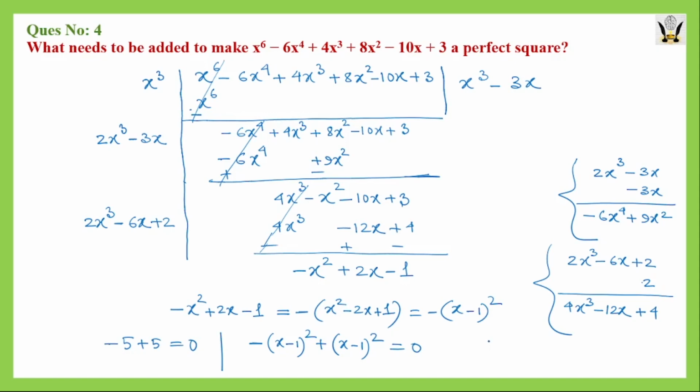So as per the question, what needs to be added to make that given polynomial or algebraic expression a perfect square? Our final value that we need to add to that given algebraic expression is x minus 1 whole square, or plus x minus 1 whole square. So this is how we need to simplify this type of problem sum.